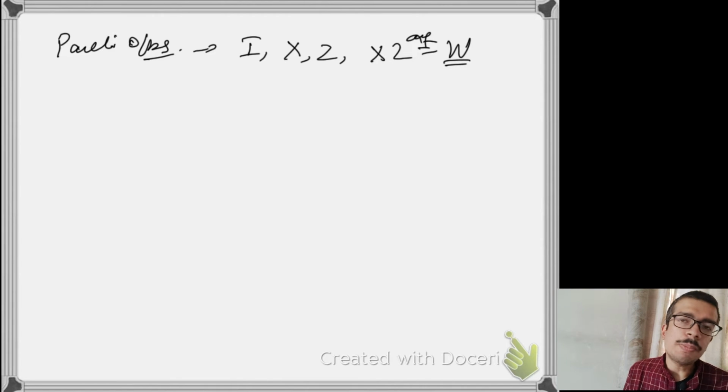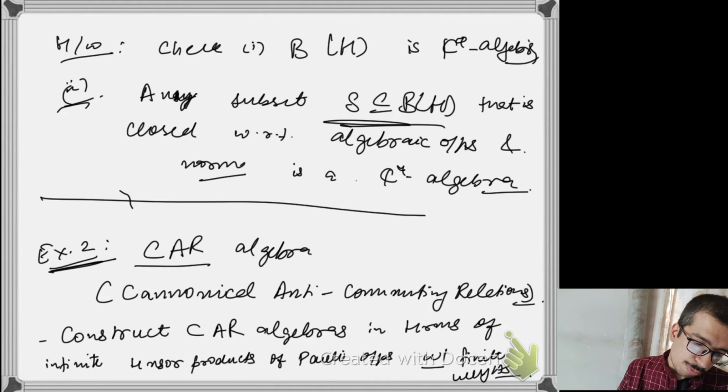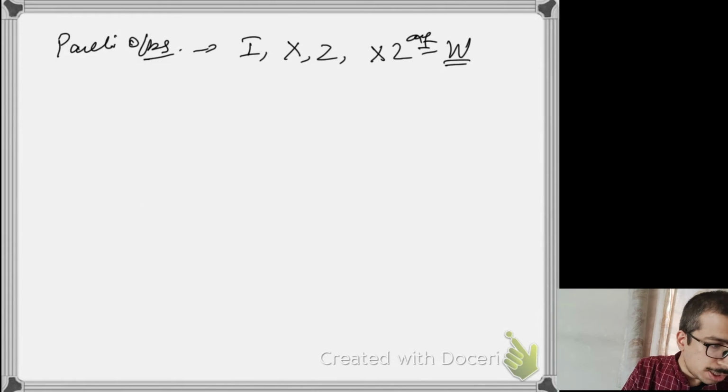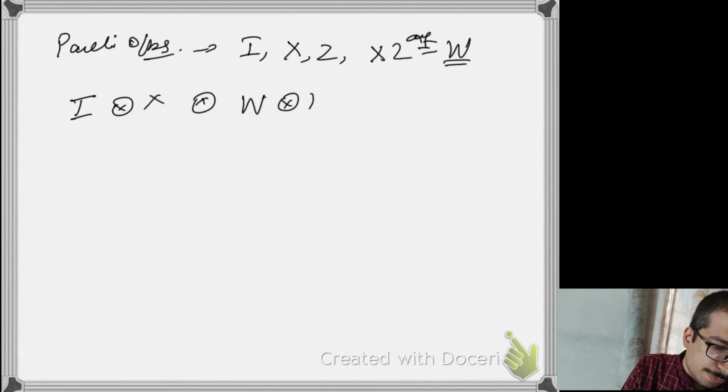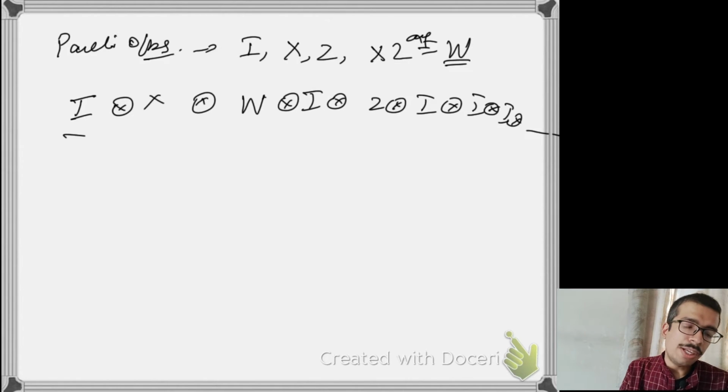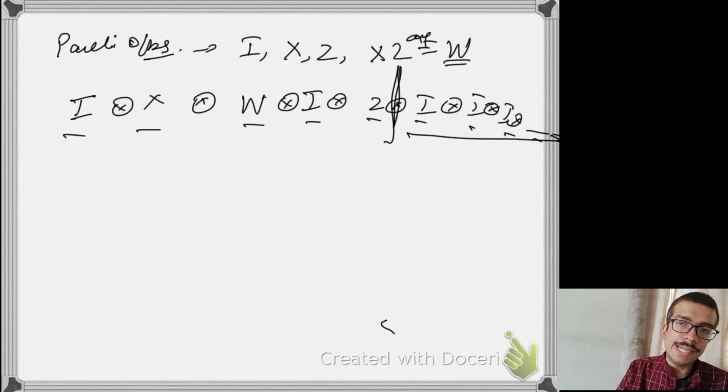Basically these are tensor products of these Pauli operations, right? And what I'm going to talk about is infinite tensor products with finite weight. So what does this mean? I can take an infinite tensor product, so let's say I have I tensor X, tensor W, tensor I, tensor Z, tensor I, tensor I, tensor I, dot dot dot. So after a certain point I have all identities.